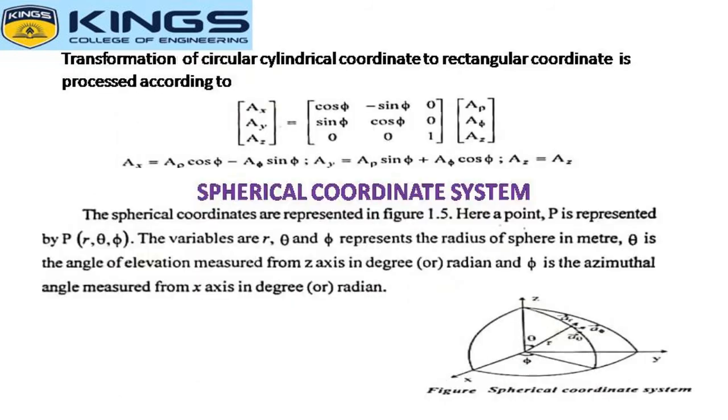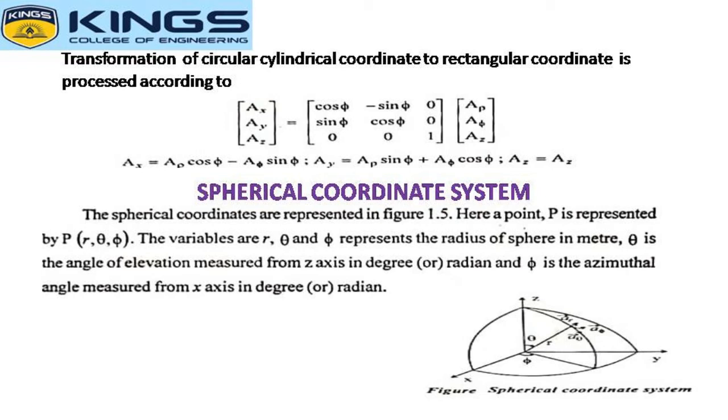So similarly, the transformation of a circular coordinate system to rectangular coordinate system proceeds as: ax vector is equal to a rho cos phi minus a phi sin phi, ay is equal to a rho sin phi plus a phi cos phi, and az is equal to az. So up to this is the general description of a circular cylindrical coordinate system and the relation between circular and rectangular coordinate system. The third important coordinate system is the spherical coordinate system.